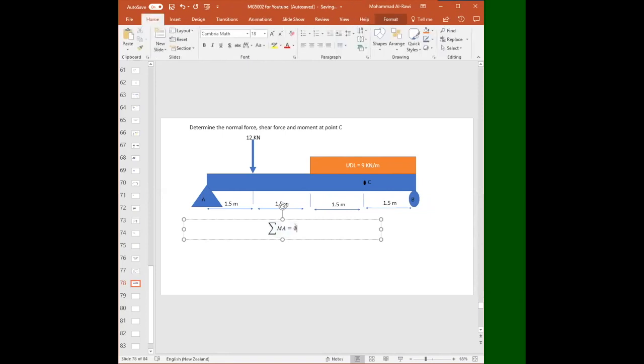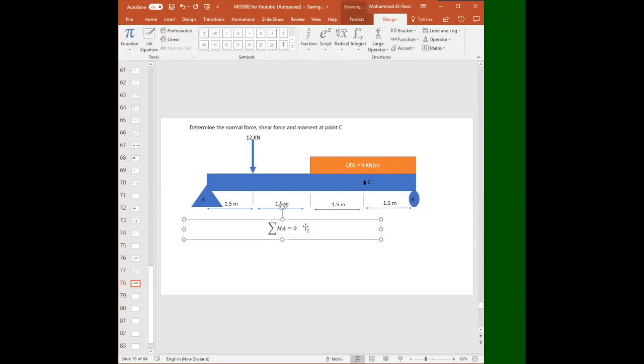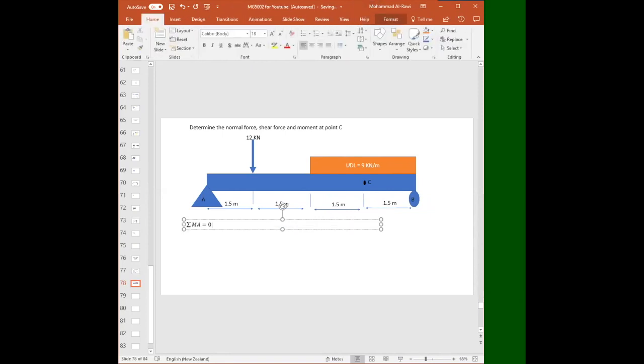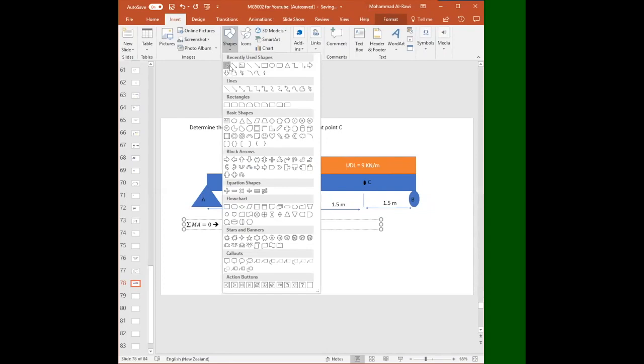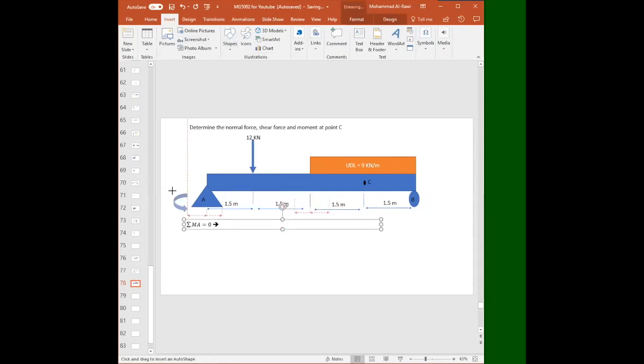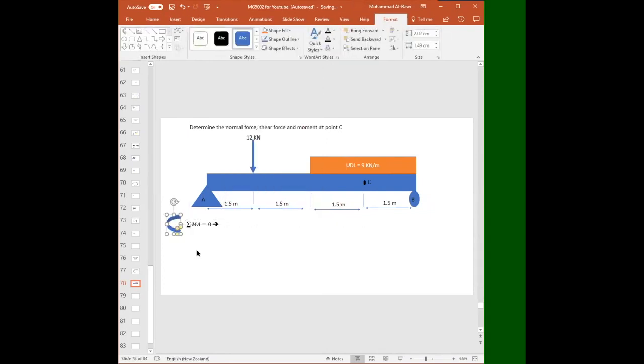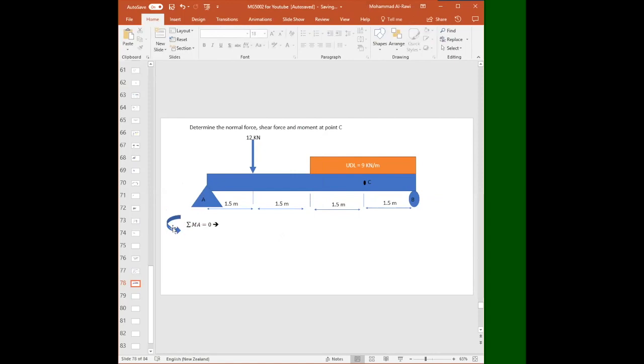Since we work with moment, we need to decide which direction. I would choose counterclockwise, since I've been asked why I always choose clockwise, and that's why we'll learn another method. So this is my positive moment direction. If you can please mute your microphone, it would be awesome.